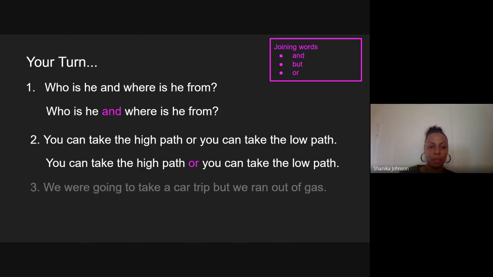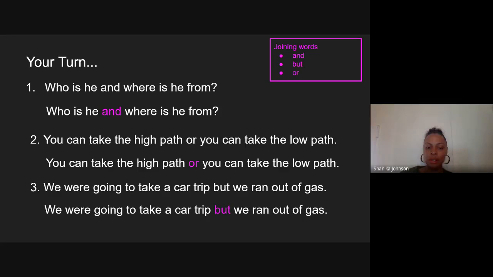You have a choice. Number 3, we are going to take a car trip, but we ran out of gas. Do you see our joining word in this sentence? Make sure you whisper it to me. Absolutely. Our joining word in this sentence is but, right? We were going to take a car trip, but we ran out of gas.